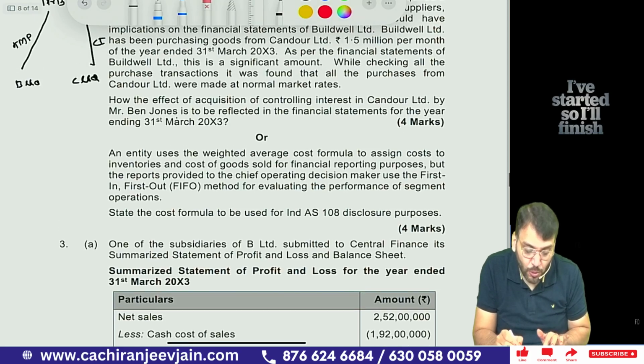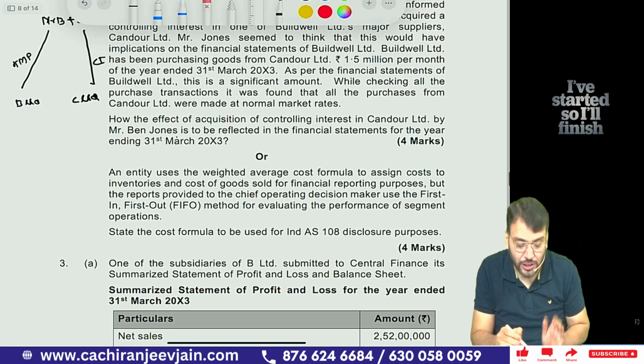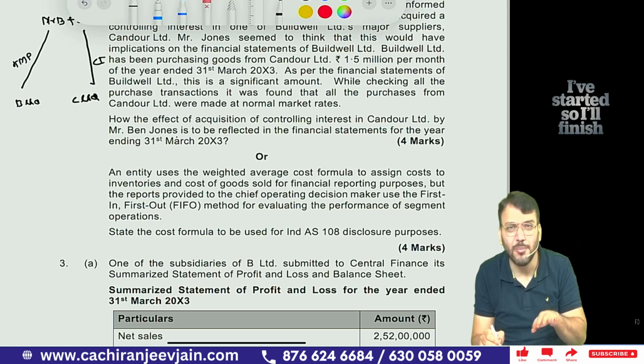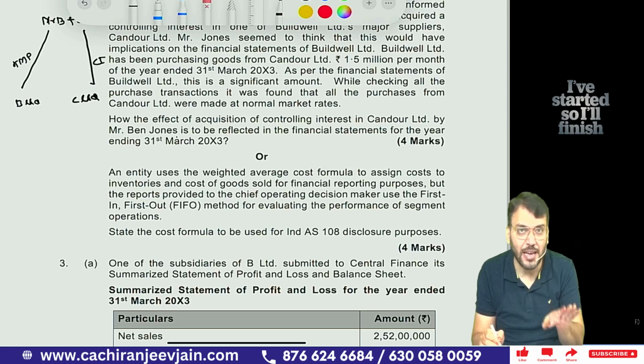Then there is one more question, an optional question, that has been given. An entity uses a weighted average cost formula to assign cost to the inventory and the cost of goods sold for financial reporting purposes, but the report provided to the chief operating decision maker, CODM, uses the first in first out method for evaluating the performance of segment operations. State the cost formula to be used for Ind AS 108 disclosure purposes. This is a question of Ind AS 108. A similar question we have done in the class.